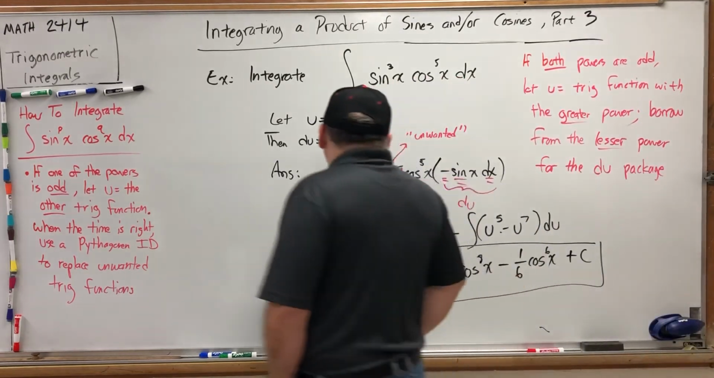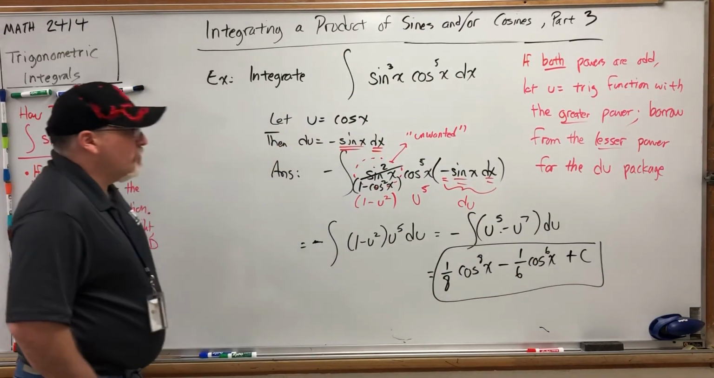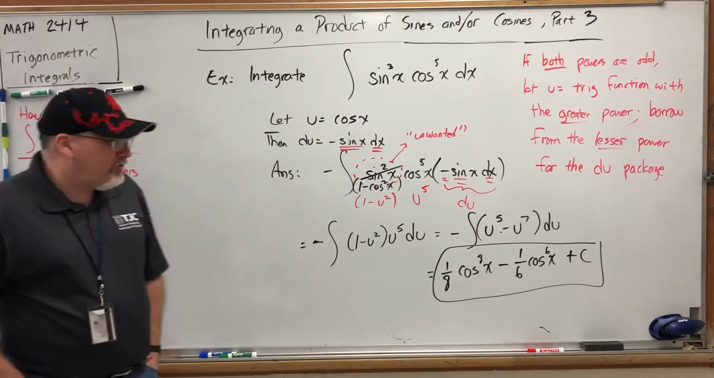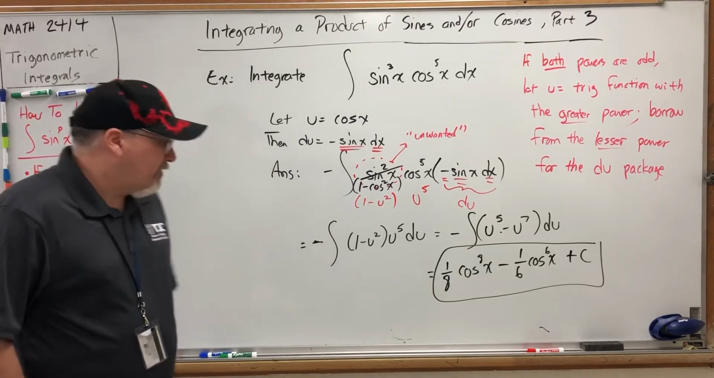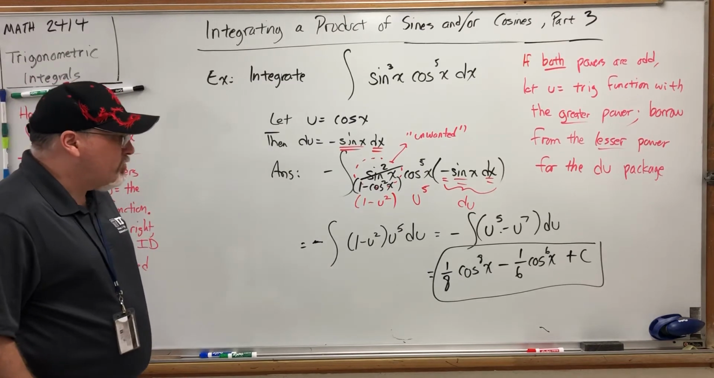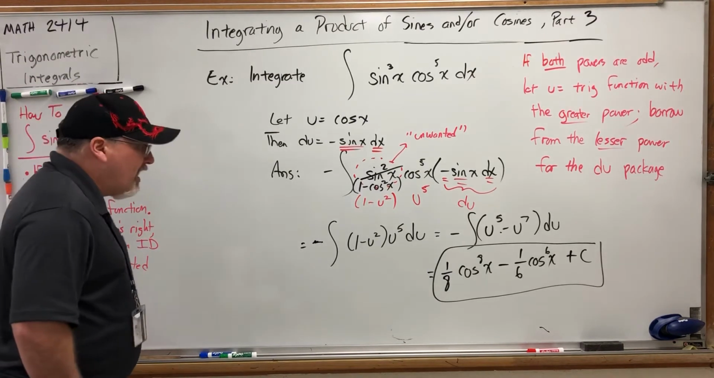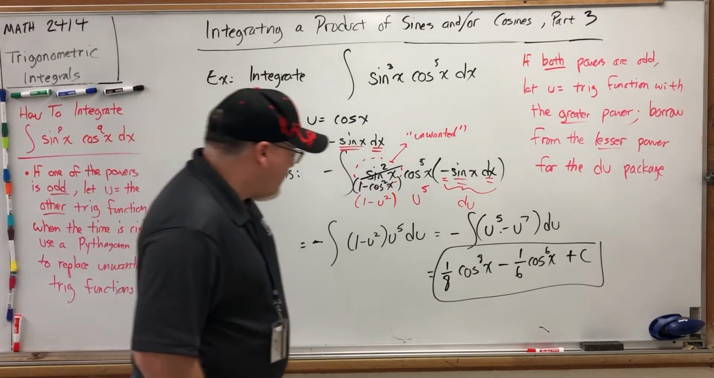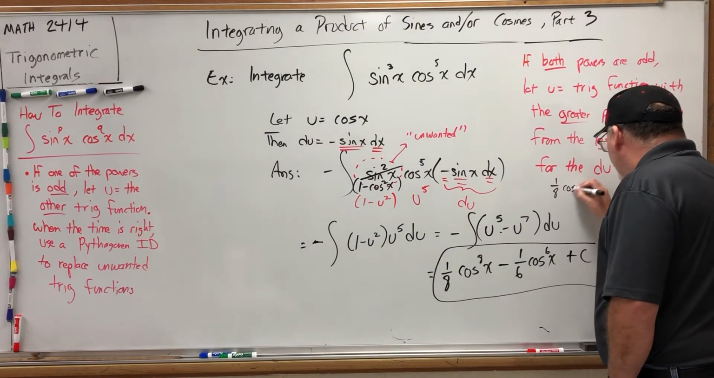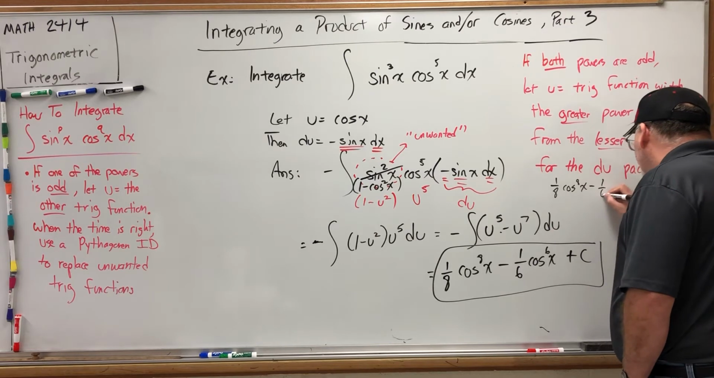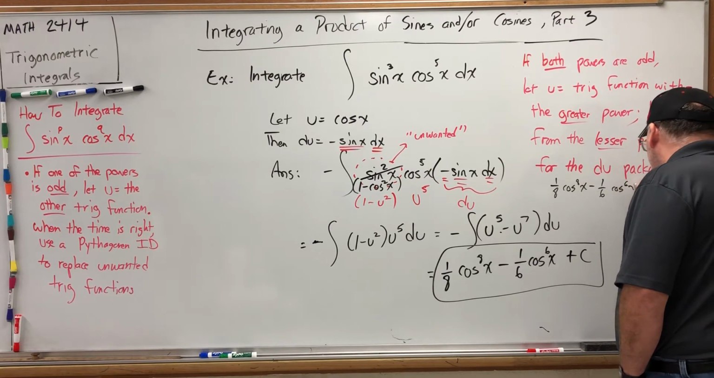It would have worked had we said u equals sine of x, and I'm going to do that one just to show you how it would be different and similar. And in fact, if we had made a different substitution, our answer would have looked different. I do want to leave that answer somewhere. I'm going to squeeze it right under here. 1/8 cosine of the 8th x minus 1/6 cosine of the 6th x plus c.